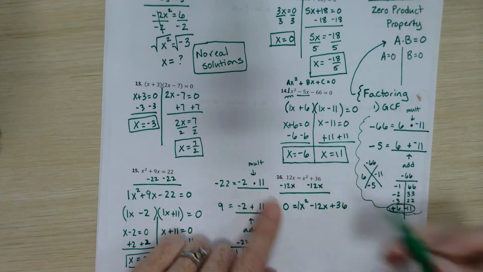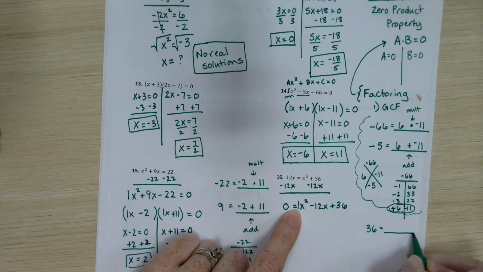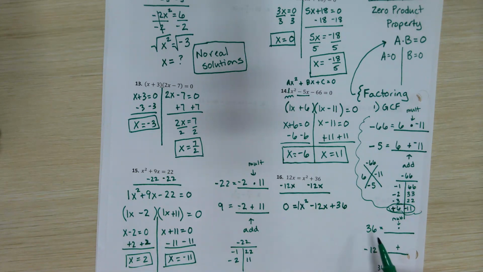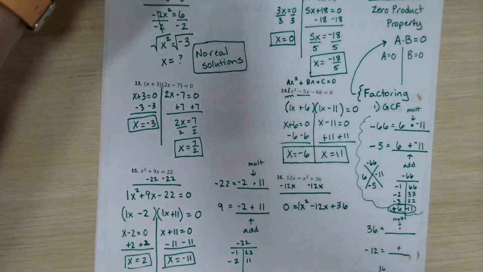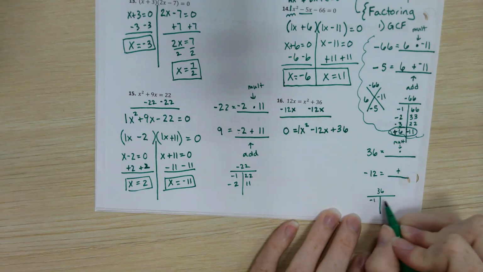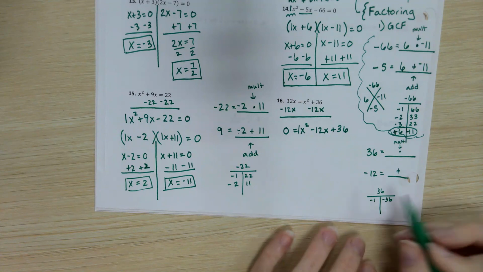So one more time, our a value is still 1, so a times c is 36. That's our goal with multiplication, remember. And then our b term is negative 12, so that's our goal with addition. So if we start thinking about factors of 36, if they're going to multiply to be positive, they need to have matching signs. So either both positive numbers or both negative numbers. Since we're trying to add to be a negative 12, we know they need to both be negative. So negative 1 and negative 36 would be the first factor pair. Those won't work. They add up to be negative 37.